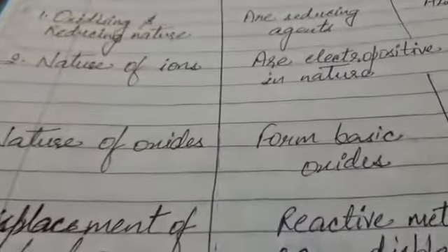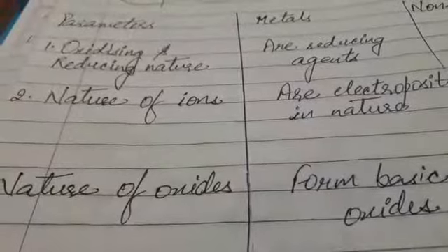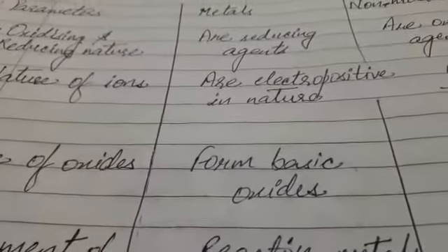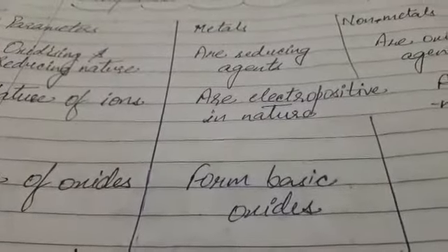Our third property is nature of oxide. If we talk about nature of oxide, metals form basic oxide. Metals are basic in nature.